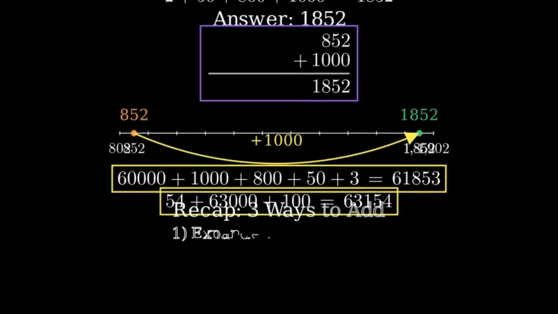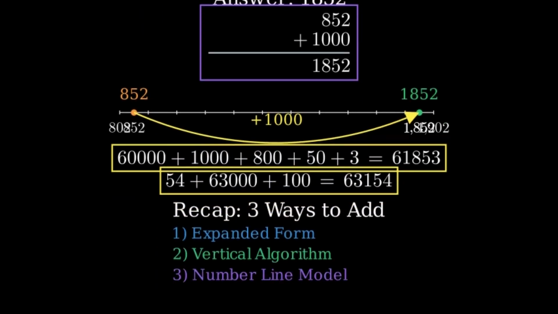So, 54 plus 63,000 plus 100 equals 63,154. Recap. We solved 2 3-digit additions in 3 ways. 1. Expanded form to see place value clearly. 2. The standard vertical algorithm for fast and reliable computation. 3. A number line model for an intuitive picture of what adding 1,000 does.